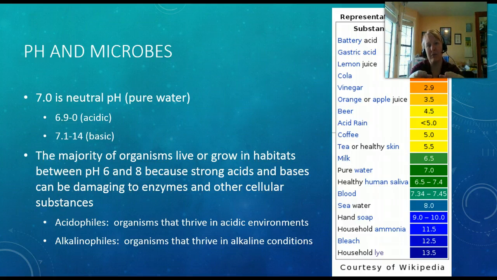But just like before, there are always microbes that like other environments. We have acidophiles. These guys like to thrive in very acidic environments. Same thing goes for alkalinophiles. These guys like very basic environments. So there's a range on everything, just like we've talked about for temperature. Now we're at pH.